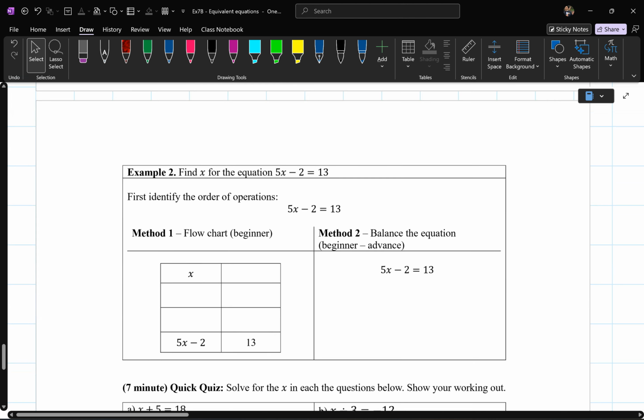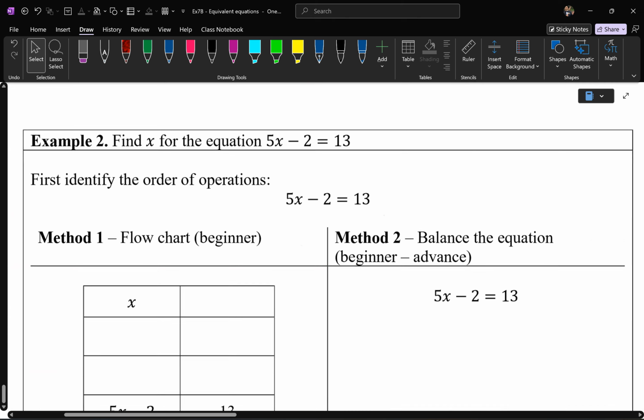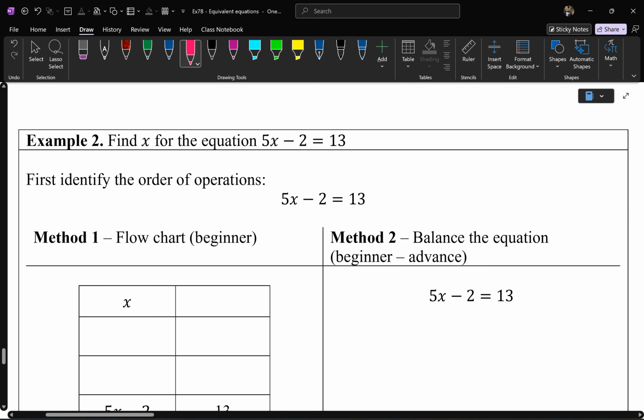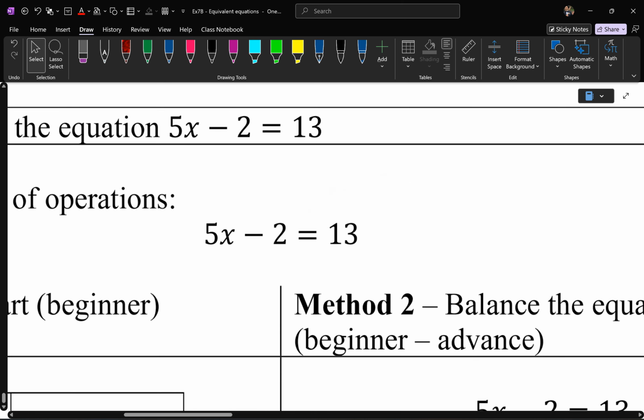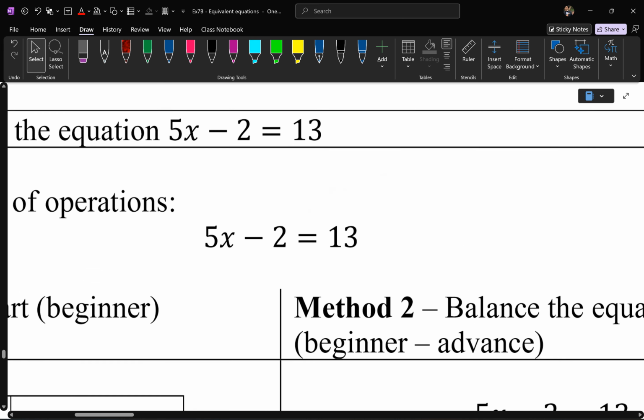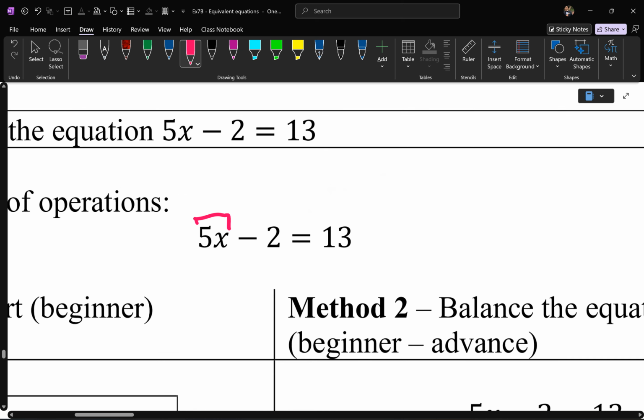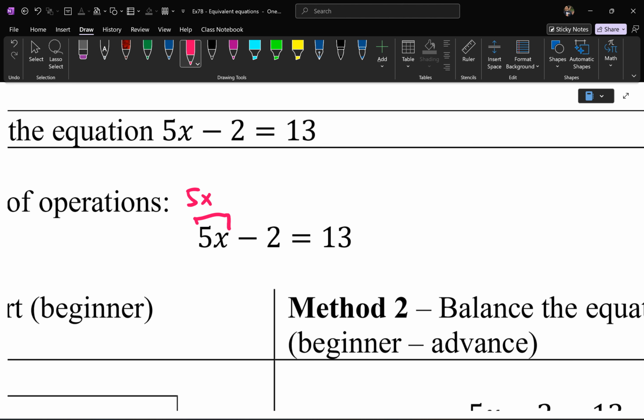Can you flip over the page? Here we go. Let's do this example now. Same thing, 2 methods. Let's figure out the order. So I've got 5x minus 2 equals 13. What does 5x mean again? Good. So it's a times 5 here. So x, I'm timesing by 5, right? Next one, I've got minus 2.